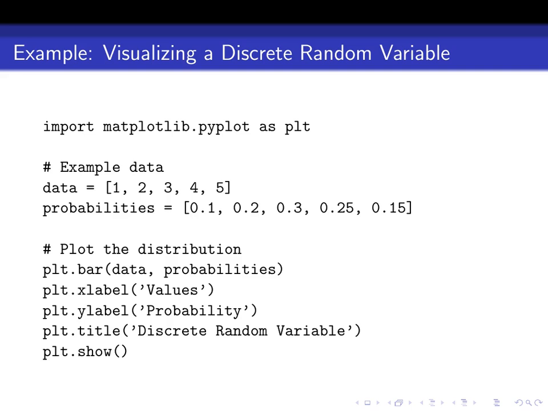Next, we have a code example that visualizes a discrete random variable using a bar chart. The code demonstrates how to assign probabilities to specific values and display the result graphically.